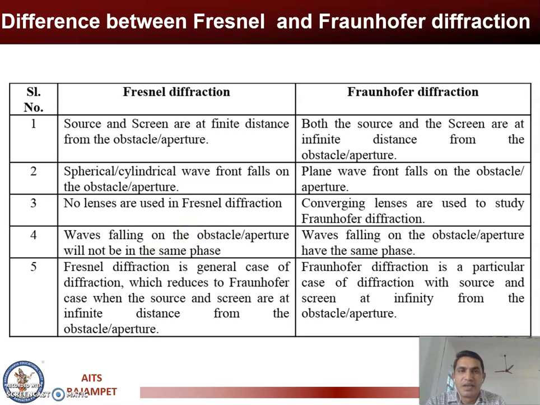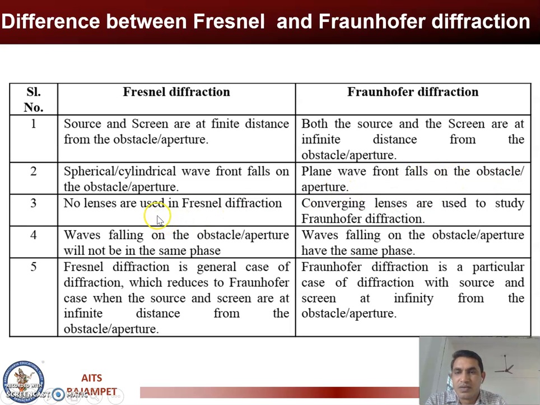Difference between Fresnel and Fraunhofer diffraction. Coming to the Fresnel diffraction, the source and screen are at a finite distance from the obstacle or aperture or slit, and in Fraunhofer diffraction both the source and the screen are at infinite distance from the obstacle or aperture or slit. The second difference is that in Fresnel diffraction a spherical or cylindrical wave front falls on the obstacle or aperture, and in Fraunhofer diffraction a plane wave front falls on the obstacle or aperture.